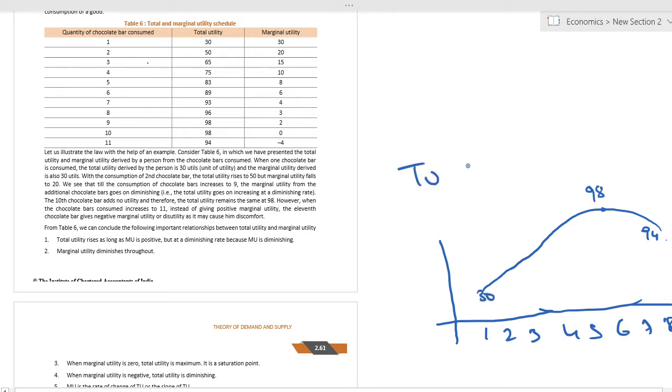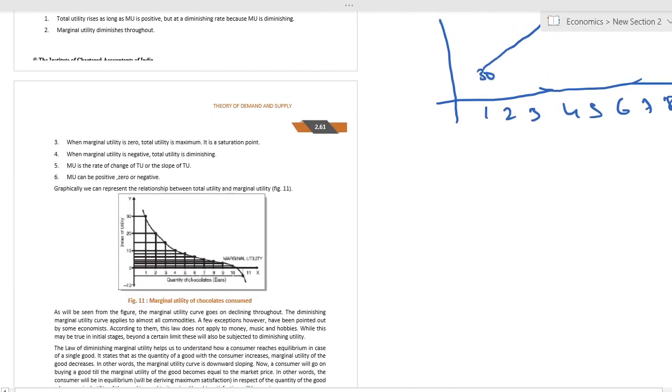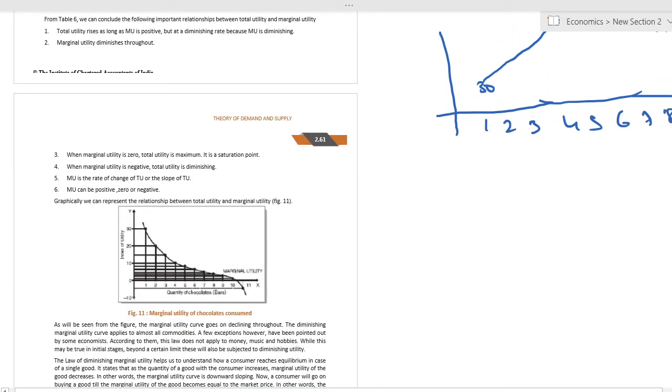So the TU shape is always convex. Please remember this, TU shape is always convex. But if you see the shape of the curve of marginal utility, it's always declining. It is always downward sloping, right? It is always downward sloping, and after some point it becomes zero, and after some point it becomes negative.